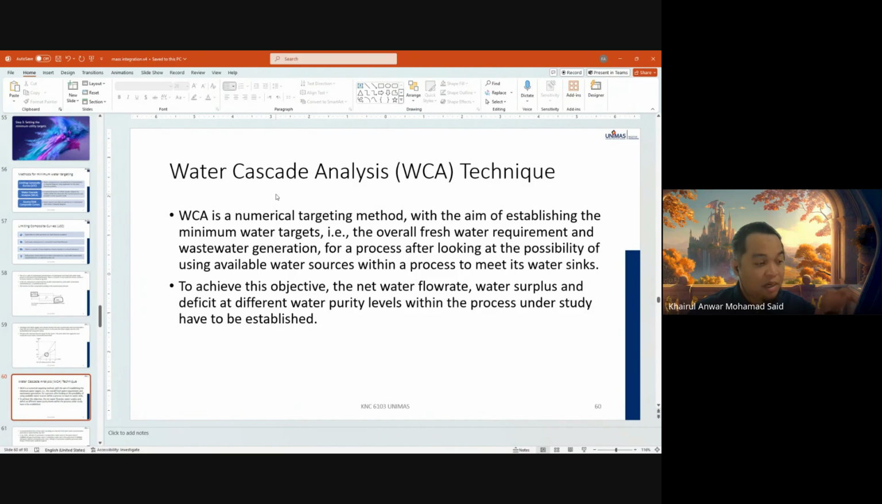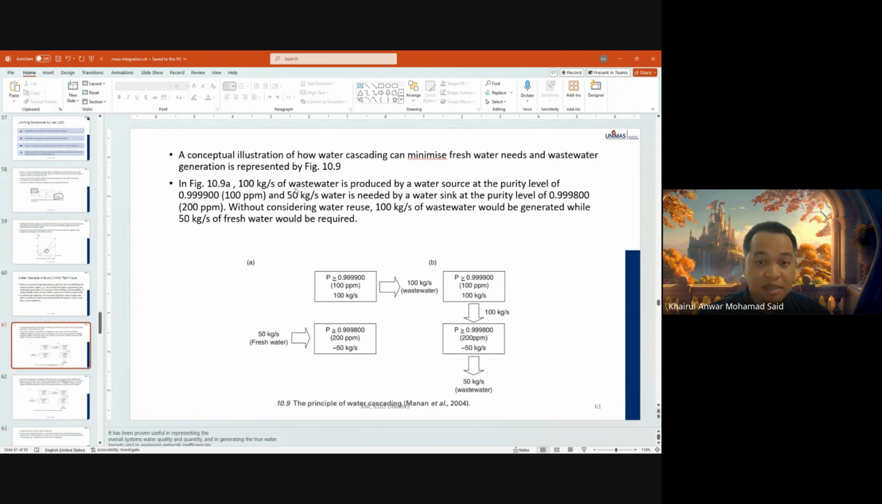It allows the higher purity wastewater source to directly satisfy the lower purity demand of a sink. That is water cascading, going from high to low. So if a process produces 100 kg per second of wastewater at a high purity of 100 ppm, refer to this illustration, and another process requires 50 kg per second of water at a lower purity of 200 ppm, you can directly cascade 50 kg of that wastewater to the sink.